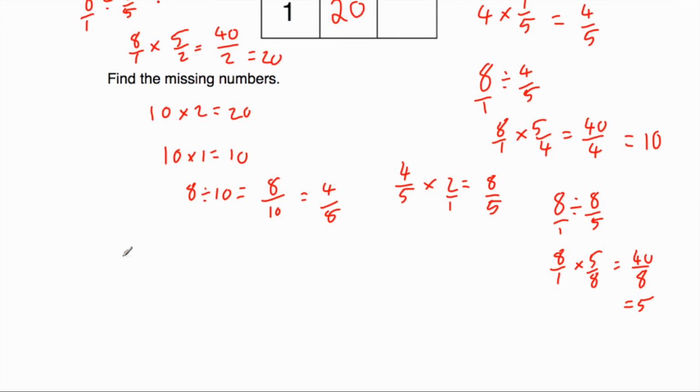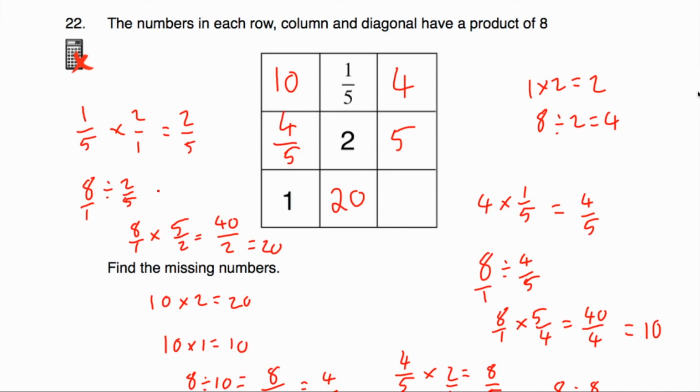So let's do that. If we take our 8 and divide it by 20, that will be our answer. So 8 divided by 20 would be 8 over 20. And if we cancel that down, we can divide both of them by 2. That's going to be equal to 4/10. And divide by 2 again, that's 2/5. So that means that this number down here would be 2/5. And that's it. So we've completed the grid.